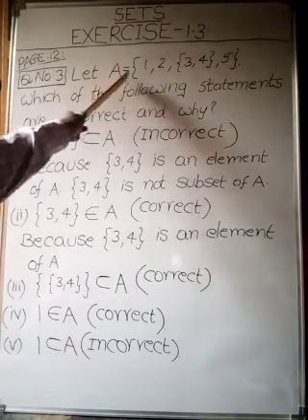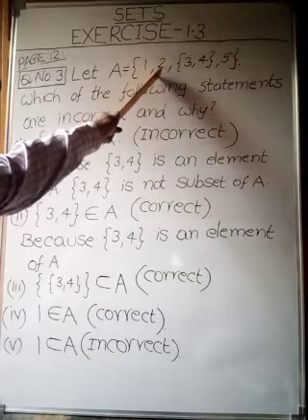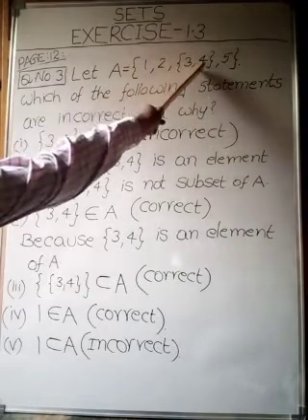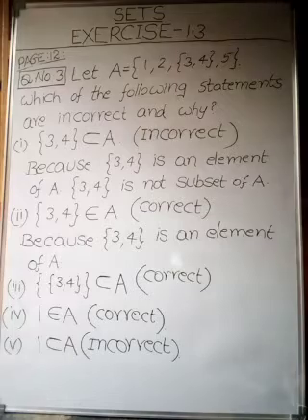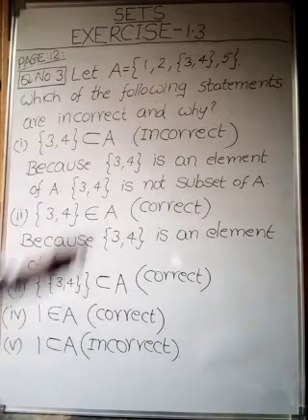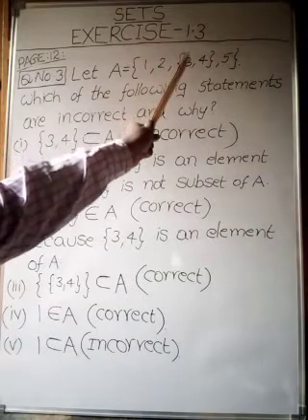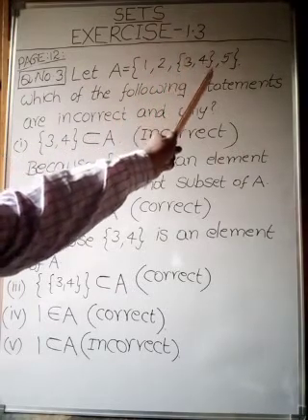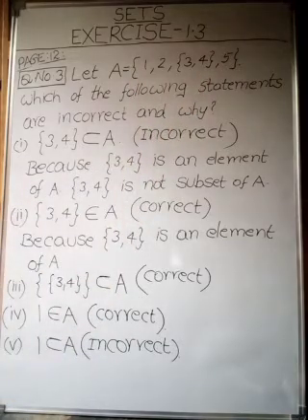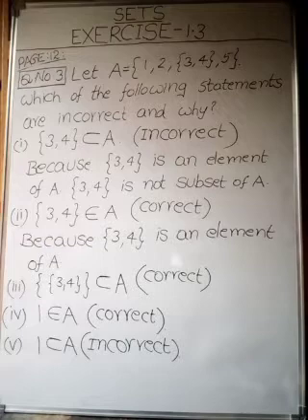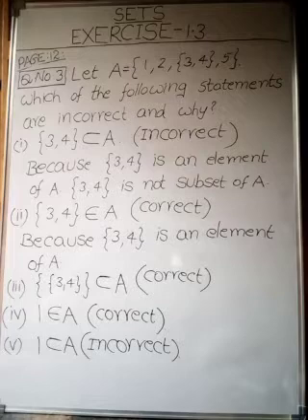See here, question number 3. Let A = {1, 2, {3, 4}, 5}. What are the elements of set A? 1 is an element, 2 is an element, {3, 4} is an element, 5 is an element. How many elements are there? Only 4 elements. First element is 1, second element is 2, and third element is the set {3, 4}. Remember this point, my dear children. And the fourth element is 5.